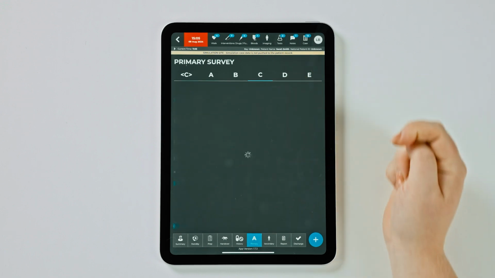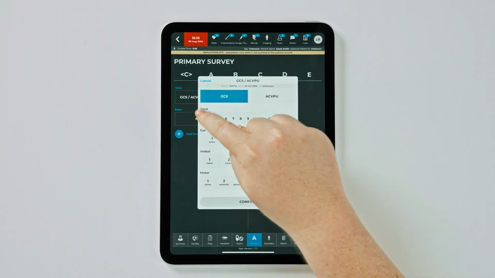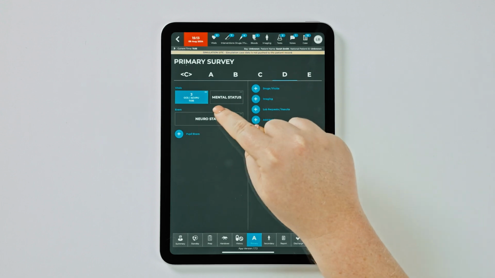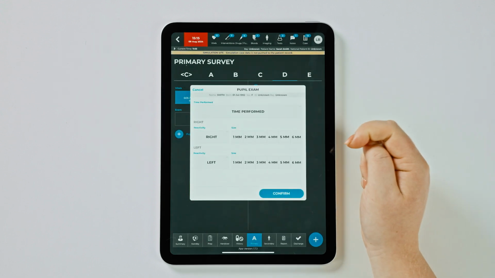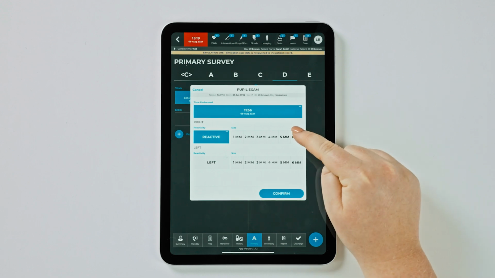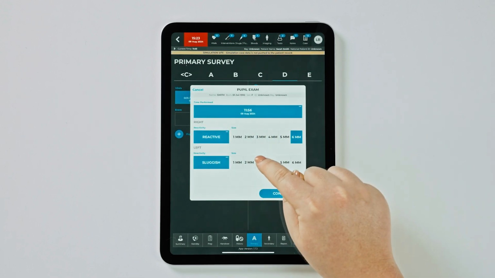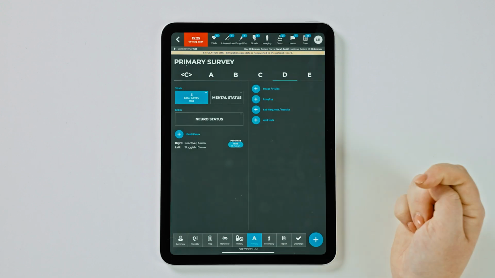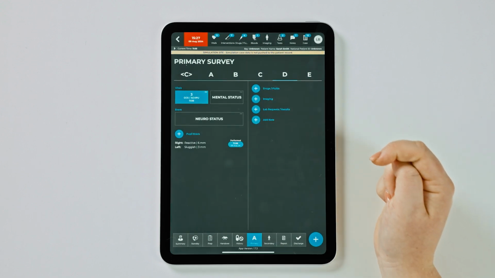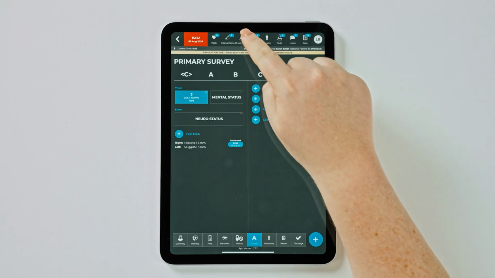Moving on to D for disability. Due to being intubated, Sarah's GCS remains at 3. A pupil exam is conducted. Her right pupil is reactive and pupils are size 6. However, her left pupil was sluggish and size 3. Due to this, the neurosurgeon requests that Sarah receives a dose of mannitol.